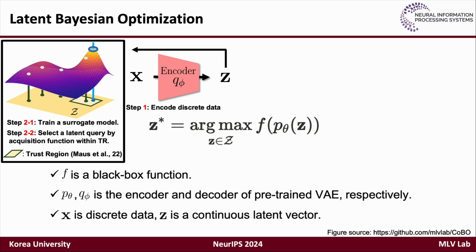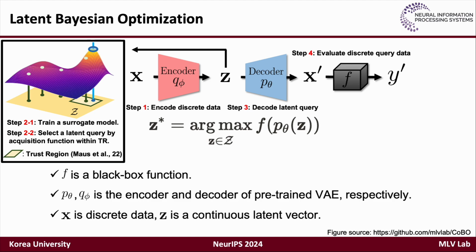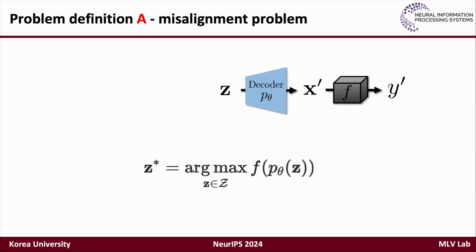Some LBO works restrict search space by trust region to handle the high-dimensional search space. In step 3, we decode the latent query vector by decoder p zeta. Finally, we evaluate the discrete query data by black box function f and repeat this process until the Oracle budget is exhausted. In our paper, we identify two novel challenges in LBO.